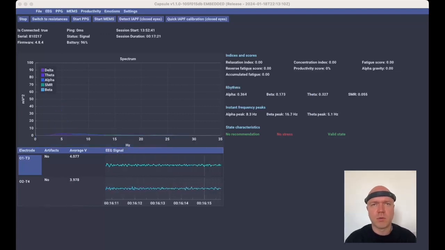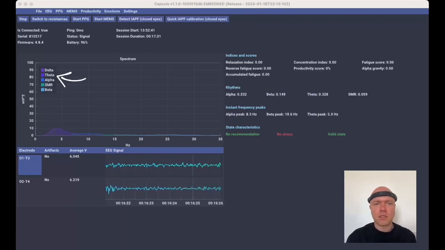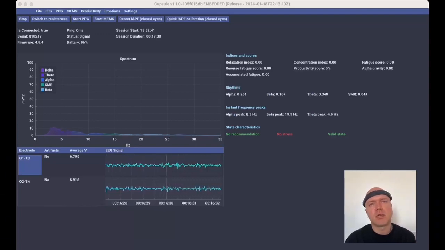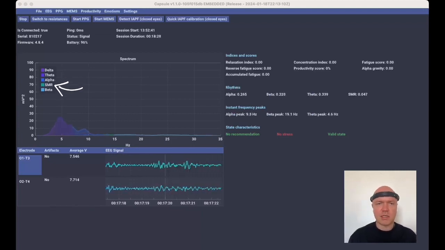So let's talk a bit more about these rhythms. Delta rhythms are linked to deep sleep states. However, with dry electrodes, it's often just a movement artifact, so we usually ignore it. Theta rhythm is associated with deep relaxation and anger, but very importantly, your theta rhythm increases as you get tired. Alpha rhythm corresponds to a state of calm wakefulness, and SMR is essentially like an alpha rhythm, but for movement.